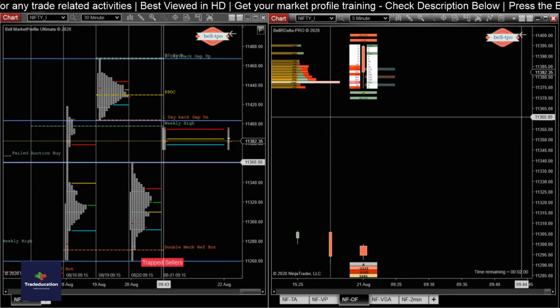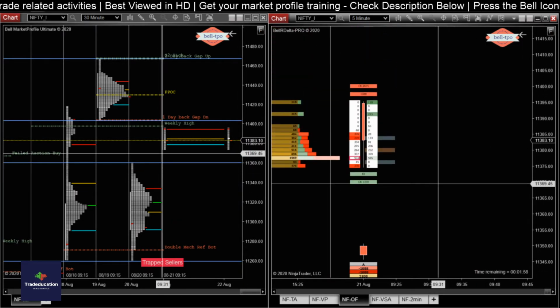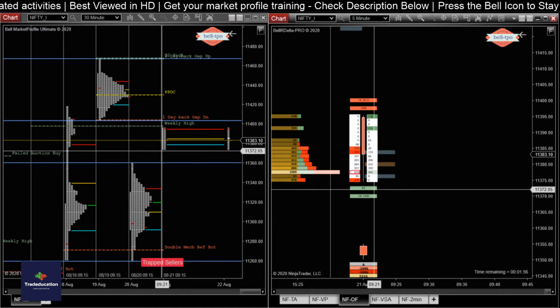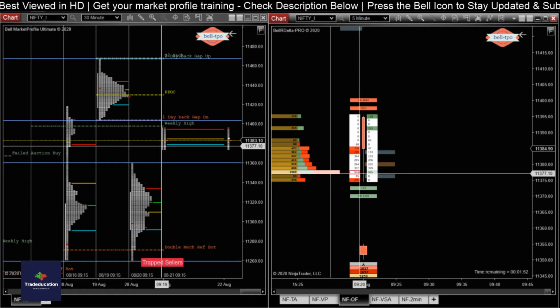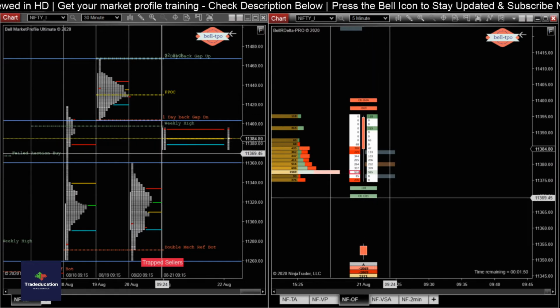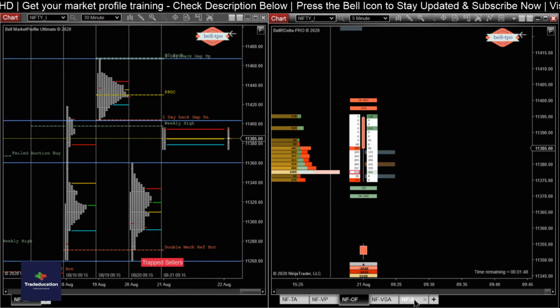Let me just see the numbers. Yes, so 276 trapped sellers. It's just tagging around VWAP, getting rejected above VWAP.